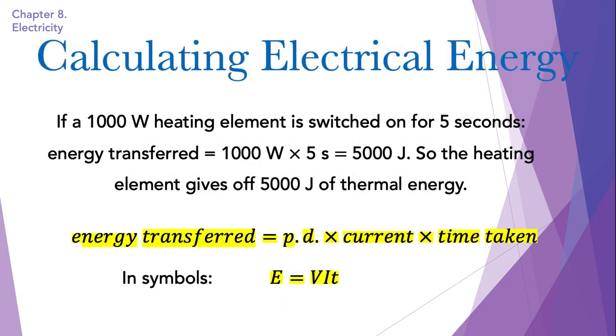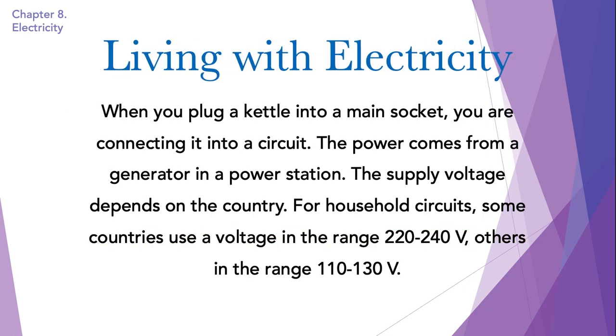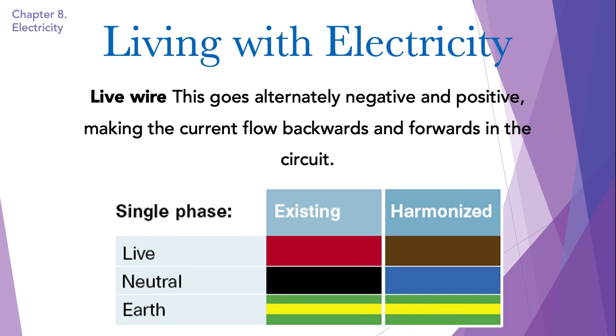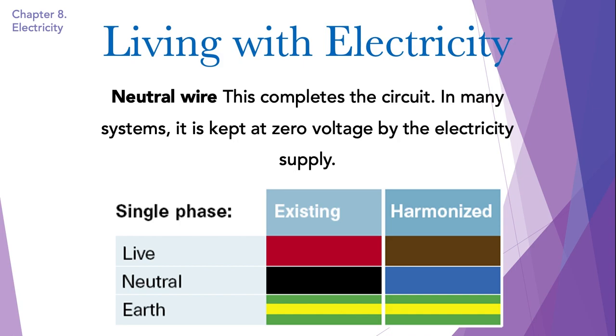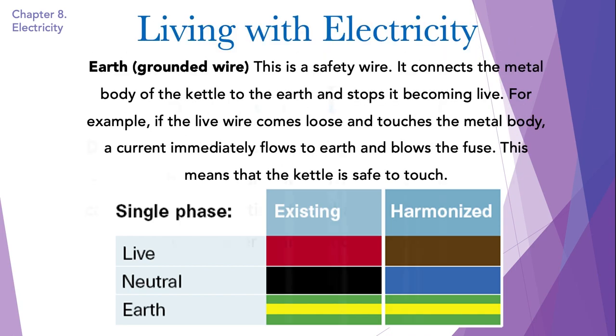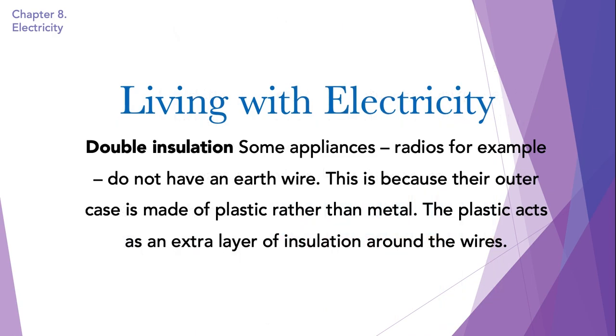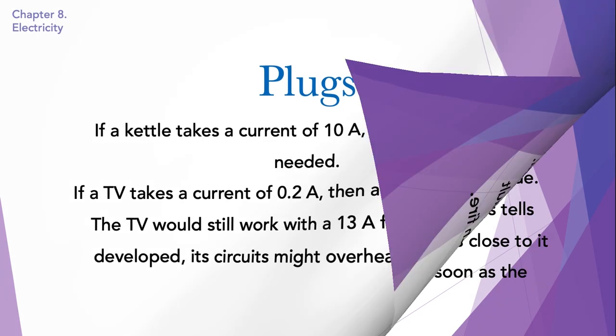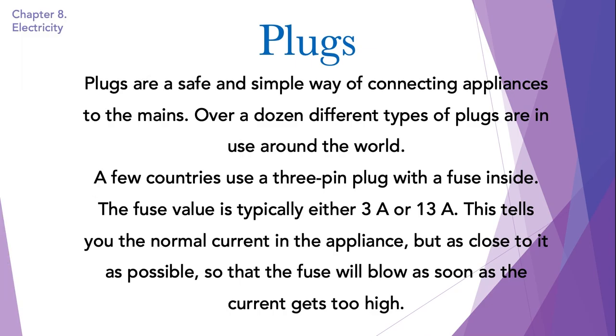Lastly, we understood how we live with electricity. We understood the mains current, the different wires in a cable, like the live wire, the neutral wire, the switch, the earth wire. We understood double insulation. Then we understood the plugs, 3-pin plugs. The plugs also have a fuse in them. And last but not the least, we understood electrical hazards.